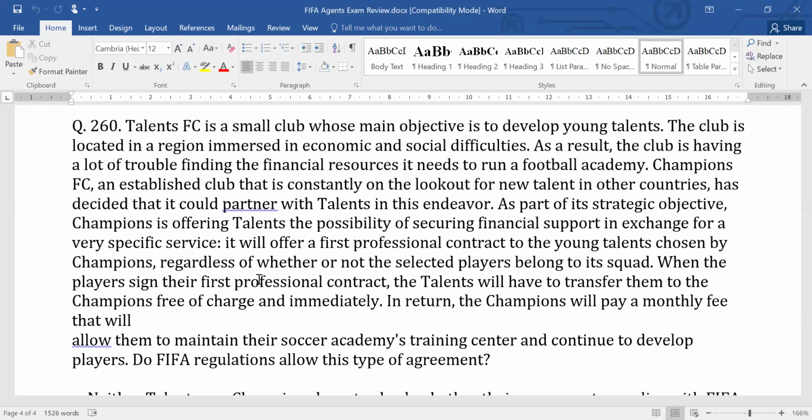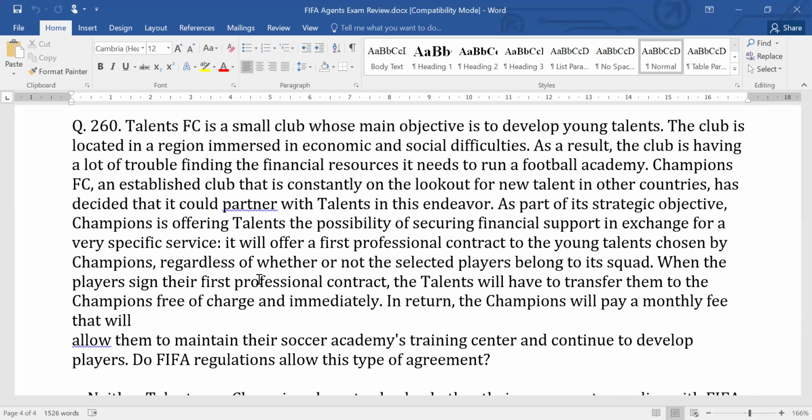As part of its strategic objective, Champions is offering Talent the possibility of securing financial support in exchange for a very specific service. It will offer a first professional contract to the young talent chosen by Champions, regardless of whether or not the selected player belongs to a squad chosen by Champions. Okay? When the player signs their first professional contract with Talent, automatically Talent will transfer this player free of charge to Champions FC.